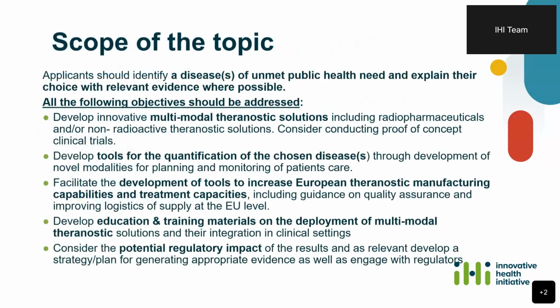So now, what about the scope of the topic? First of all, the applicants should identify a disease or diseases of unmet public health needs, and they should also explain their choice with relevant evidence whenever possible. So this means that the scope of the topic is not limited to a specific area. It could be any diseases of unmet public health needs. And all the following objectives should be addressed, which are listed here on the slide.